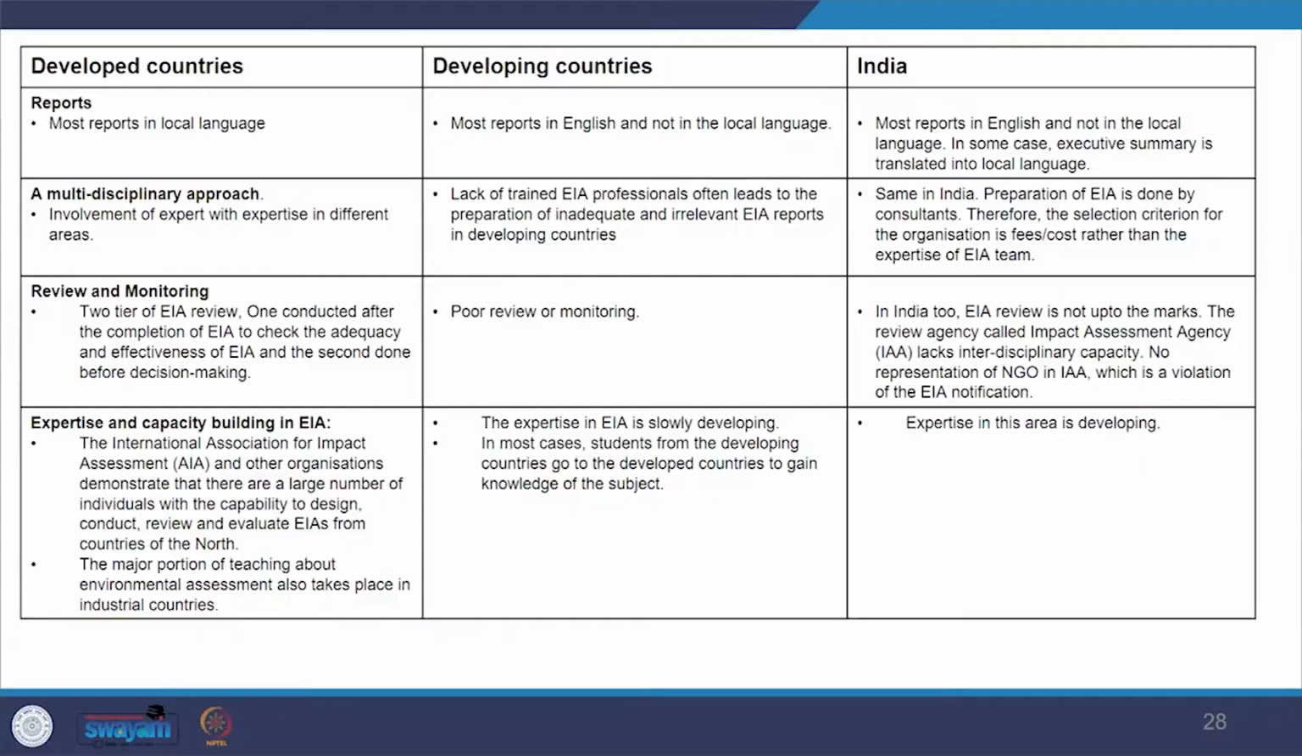We see that in developed countries, the International Association for Impact Assessment and other organizations demonstrate that there are a large number of individuals with the capability to design. Since it started from there, they have learned in the process and a lot of capacity building has been done. So there's a pool of human resource, whereas in developing countries, there's lesser human resource available to undertake the EIA process.